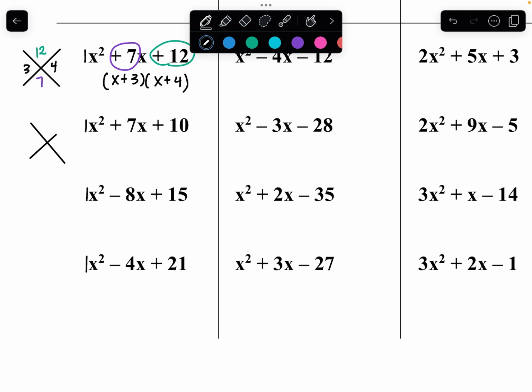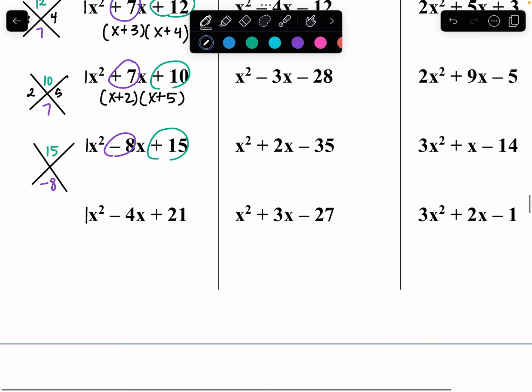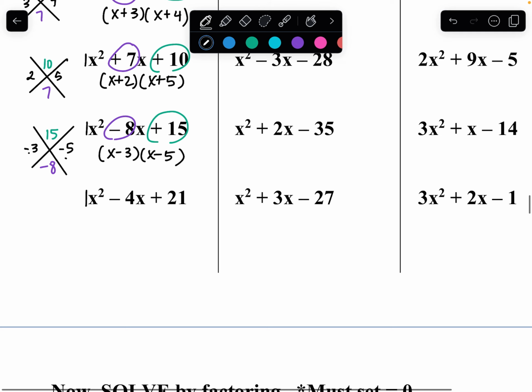In this next example, we're looking for 2 numbers that multiply to 10, but add to 7. Those numbers are 2 and 5, and so x plus 2, x plus 5. In this next example, we're looking for 2 numbers that multiply to 15, but add to negative 8. Okay, you gotta be careful with negatives, and so we're trying to multiply to 15, so 3 and 5 will work, but to add to negative, they would both have to be negative. And so our factors this time would be x minus 3, x minus 5.